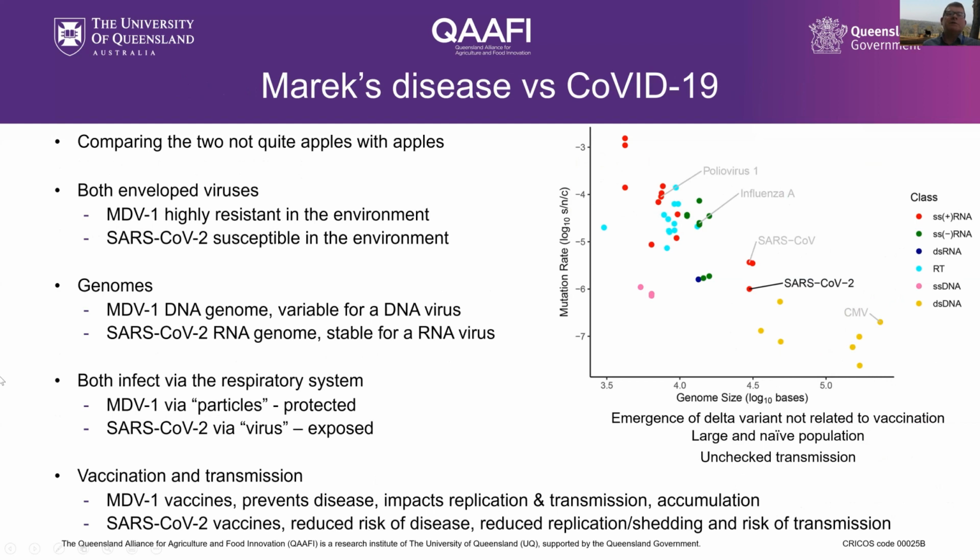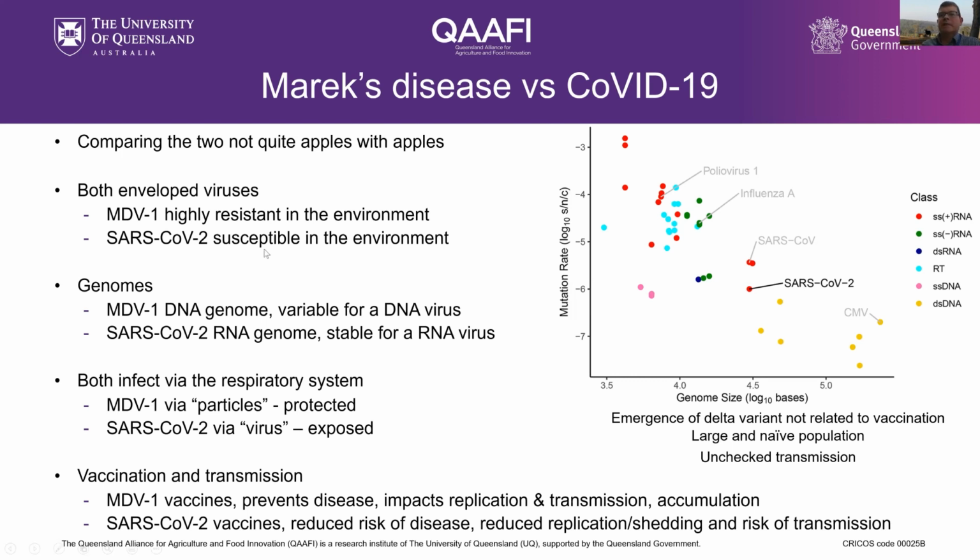So what happens if we compare the COVID-19 virus with Marek's? Well, it's not quite comparing apples with apples. Yes, both are enveloped viruses, but MDV is highly resistant in the environment, whereas SARS-CoV-2 is not that resistant. It's readily inactivated by common detergents, exposure to UV light, those sorts of things, whereas MDV1 is not. In terms of their genome, MDV1, as we said before, has a large DNA genome, but it's actually quite variable for a DNA virus. Whereas SARS-CoV-2, with its RNA genome, the coronaviruses are actually relatively stable for RNA viruses.